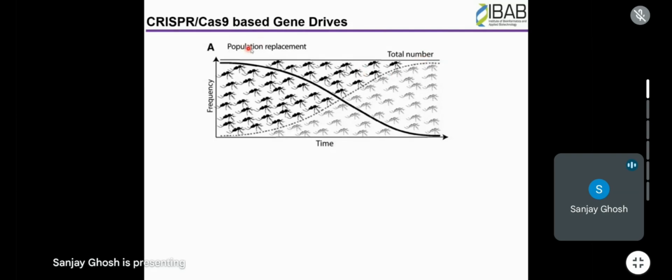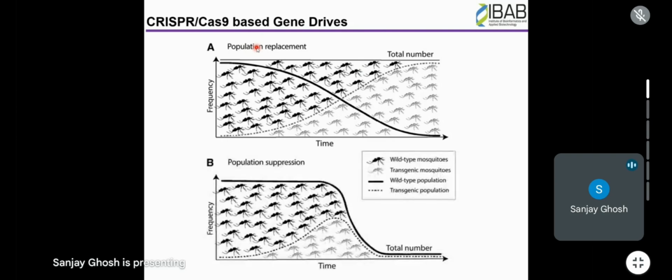And that is a strategy which is called population replacement. That means you can replace a wild type mosquito population with a recombinant that you have engineered. You can also do population suppression. That means if that gene targets a fertility gene which is required for mosquitoes reproduction, then what will happen?